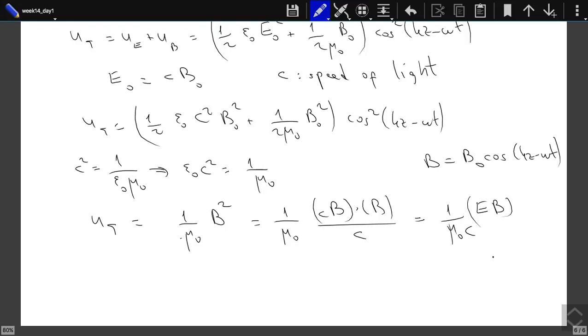Now what I would like to do is I will just write this as E cross B. What's the magnitude of E cross B? The product of the magnitudes times the sine of the angle between the two. What is the angle between the electric and magnetic fields? 90 degrees. Sine of 90 is just 1. So the magnitude of this product is equal to this one. This is the total energy density.